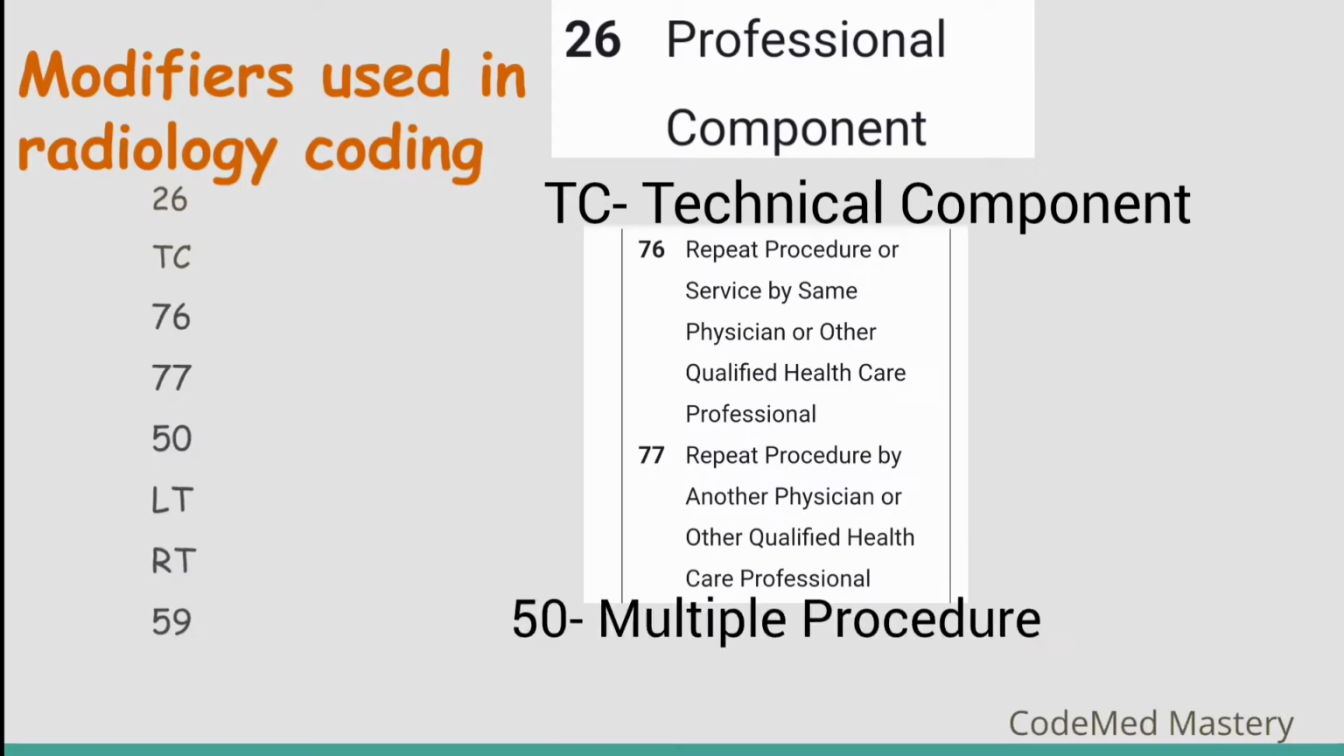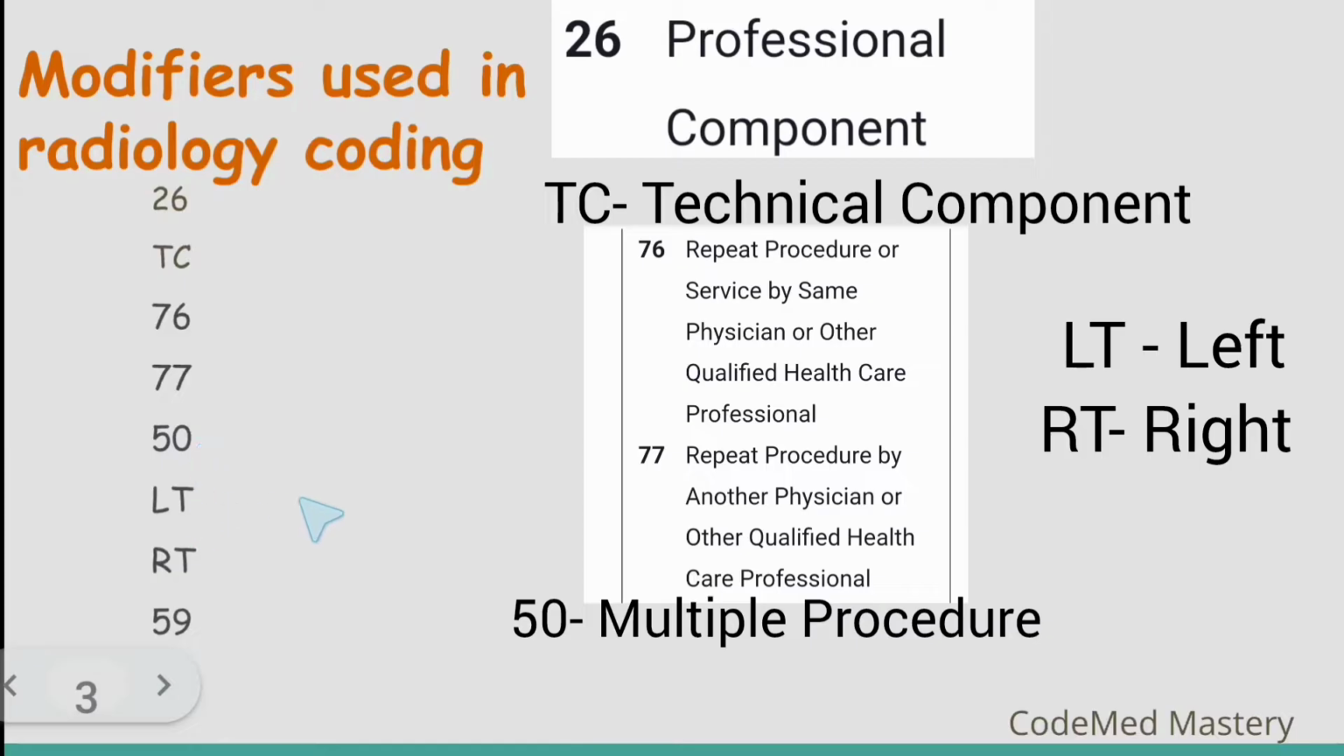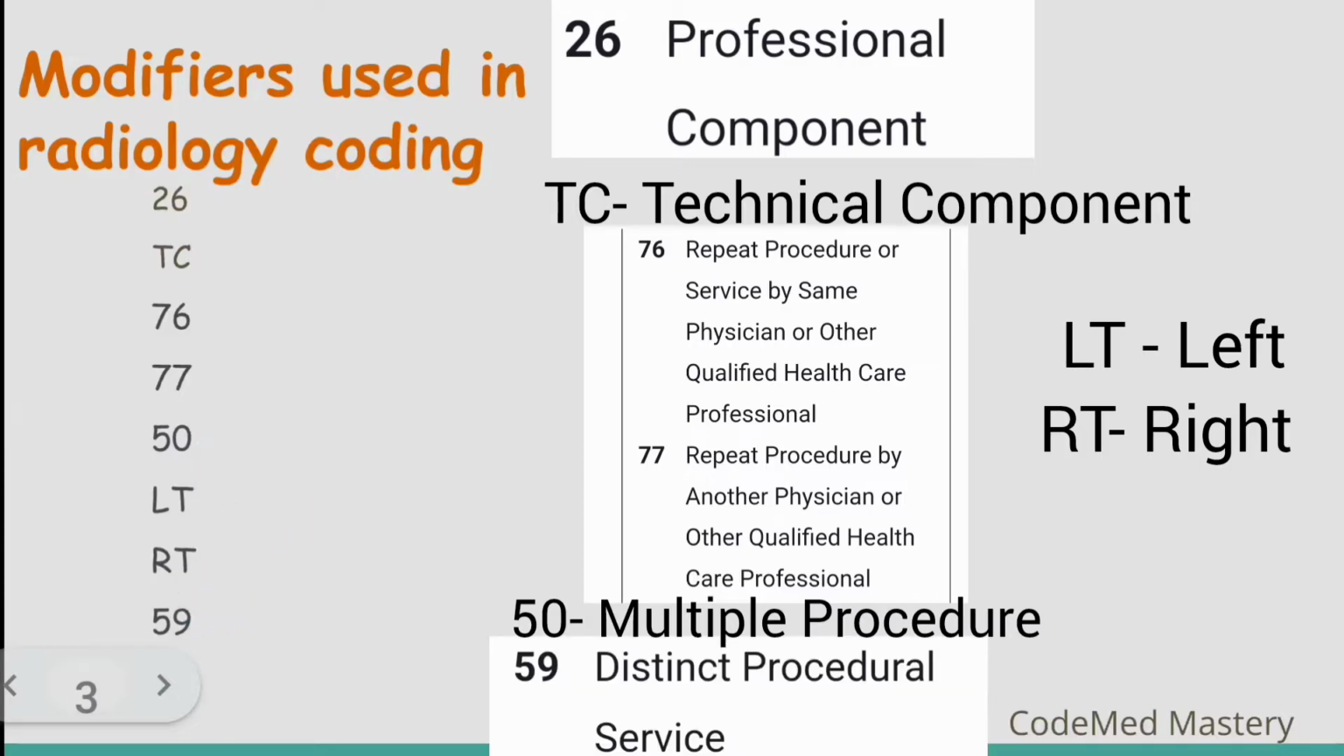Modifier 50 is for bilateral procedures. Modifier LT-RT, that is for left and right, and modifier 59 is for distinct procedural services. So all these are the common modifiers used in the radiology chapter. Take a note of this.